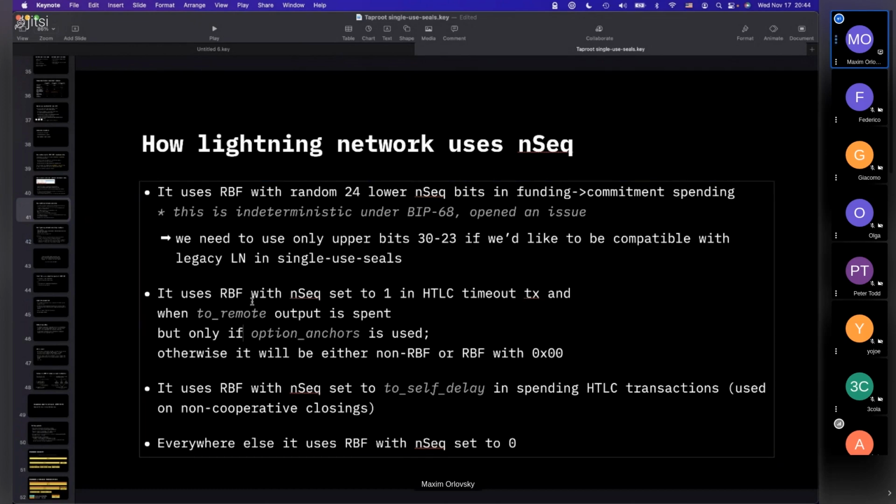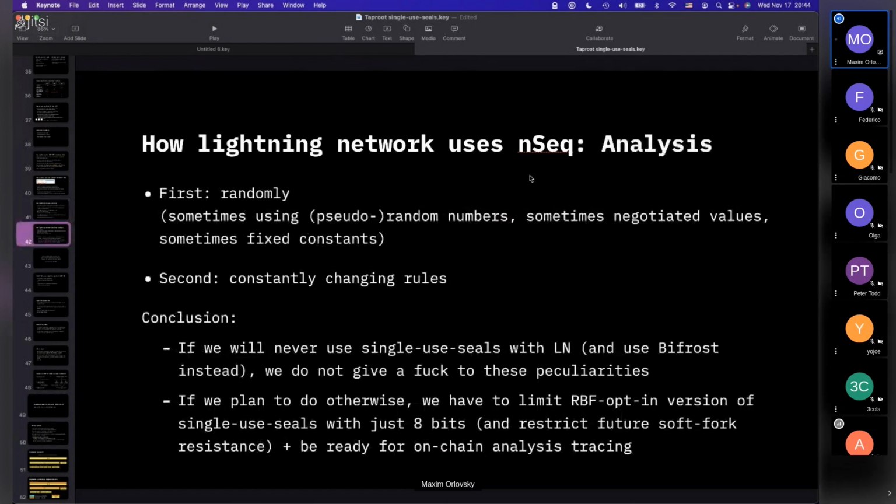Also, it's quite a random use of RBF with this n-sequence number and no other outputs. Sometimes they use 0 as a constant number. So basically, this is the analysis: they use the n-sequence number randomly, sometimes using pseudo-random numbers, sometimes negotiated values, sometimes fixed constants. And with some features they introduce, they change this rule, so it's very unpredictable. It will be really hard to combine any n-sequence related rules, which are even contradictory to the consensus rules, with the Lightning Network.